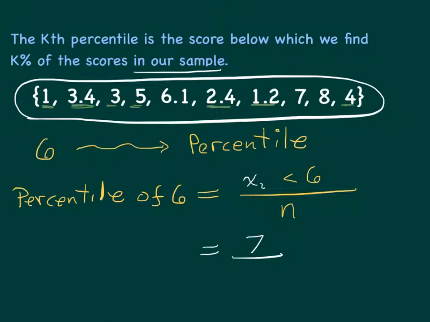Finally, we need to count the total number of scores that are in the sample. So the total number recorded in between our braces here: 1, 2, 3, 4, 5, 6, 7, 8, 9, 10. 10. So we get 0.7, which we then convert to a percent. So this is 70%. So the percentile of 6 is the 70th percentile.